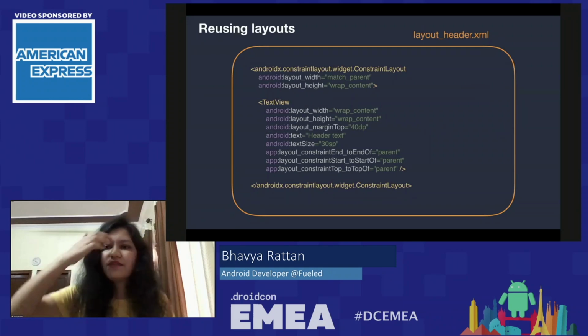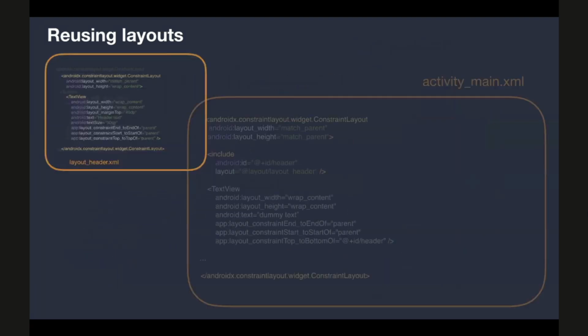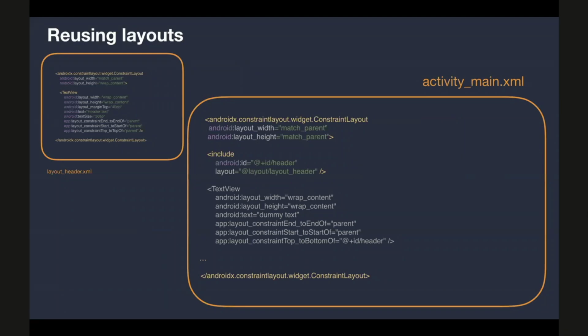Another thing that we usually do in our code bases is reusing layouts. Everyone loves to reuse them. They provide readability, which is great. Let's take a look at how we usually reuse layouts in our code. So this is a simple layout header where I have a text view in my header layout. Now, how do we use this in our code is something like this. In activity home, you can see I have included this layout using an include tag.